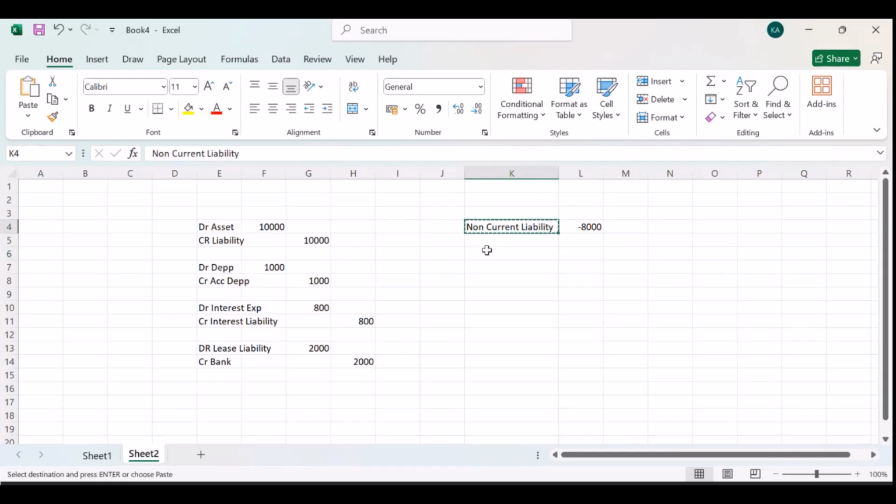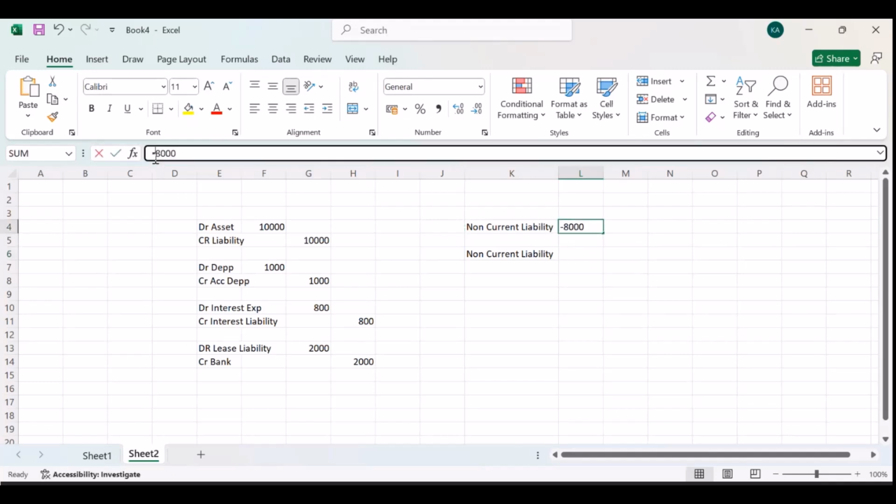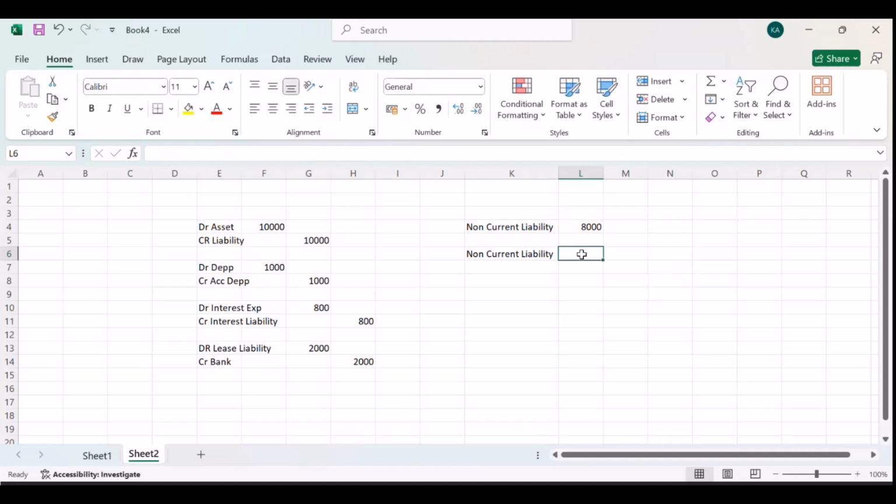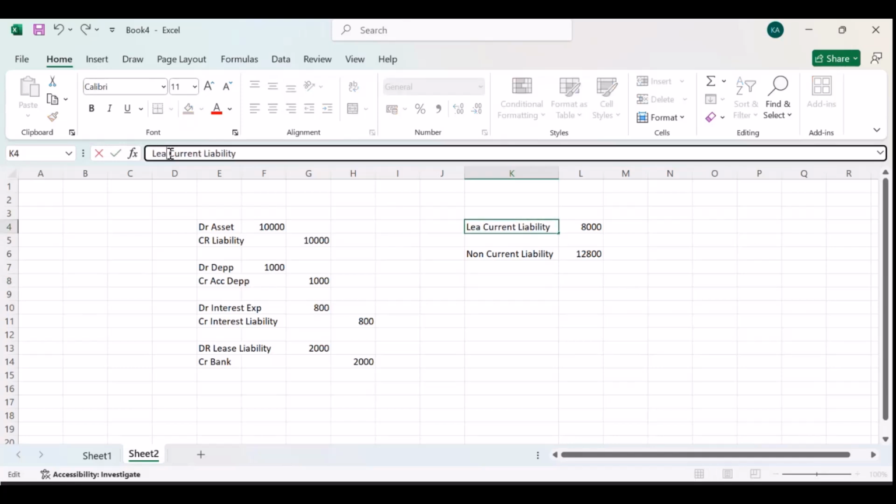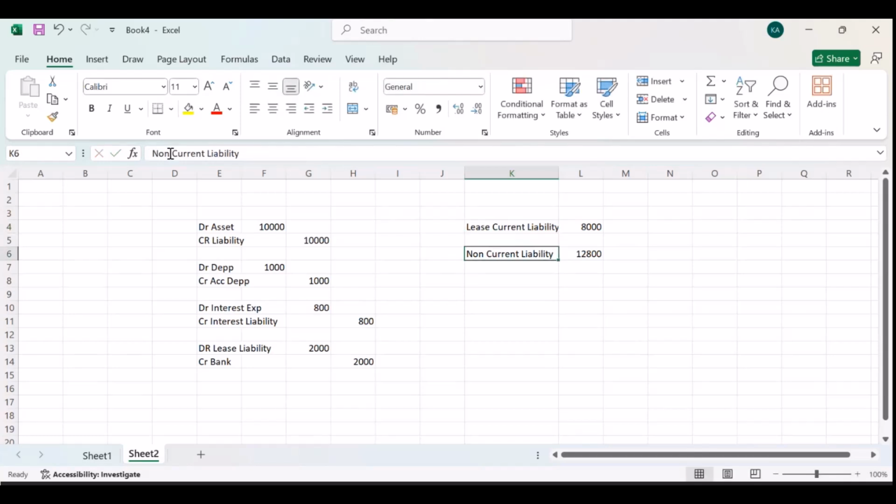Non-current liability? 12.8. 12.8 thousand. Okay, so 12,800. Okay, any other answer for the final value of your liability? Your lease liability. Okay, cool. So my lease liability, right?